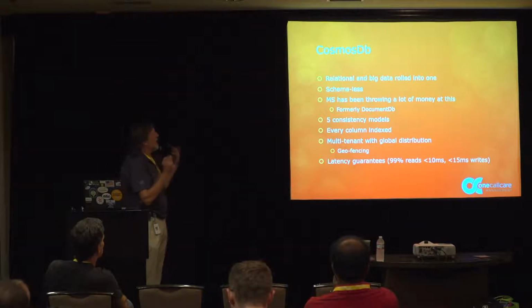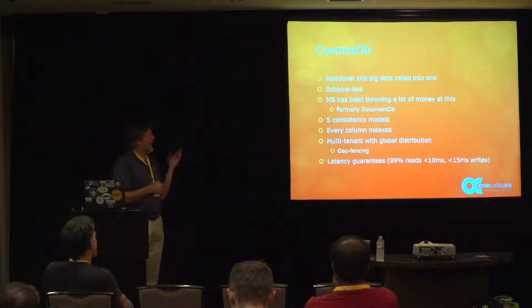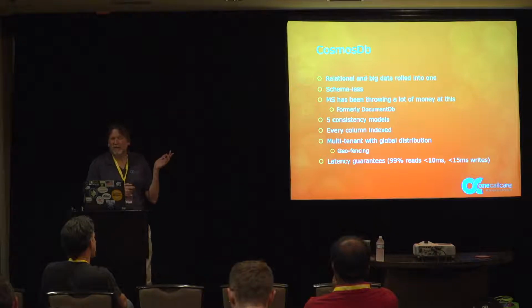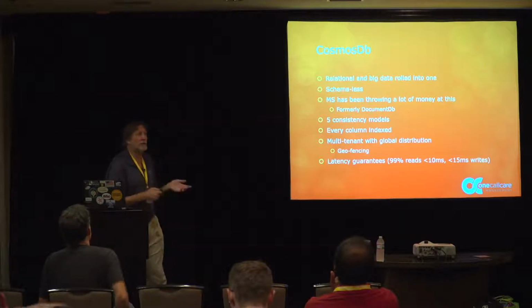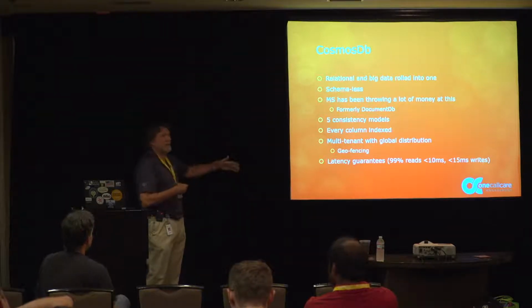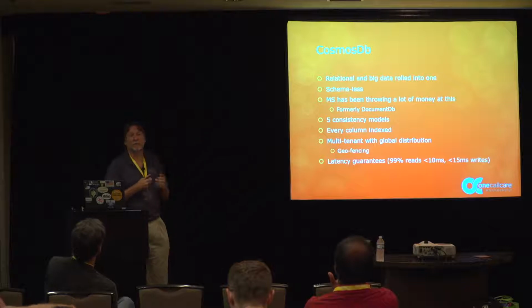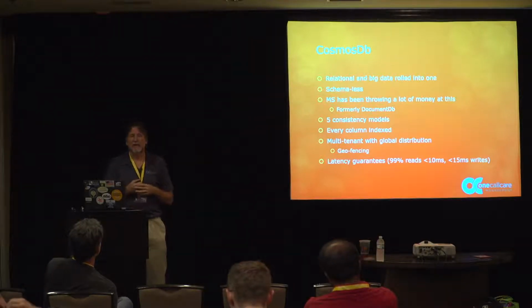So it also has a bunch of different attributes. You can have your key value pair, column family, your document Mongo type DBs, or even graph databases. It has different capabilities for each of those systems within Cosmos DB.